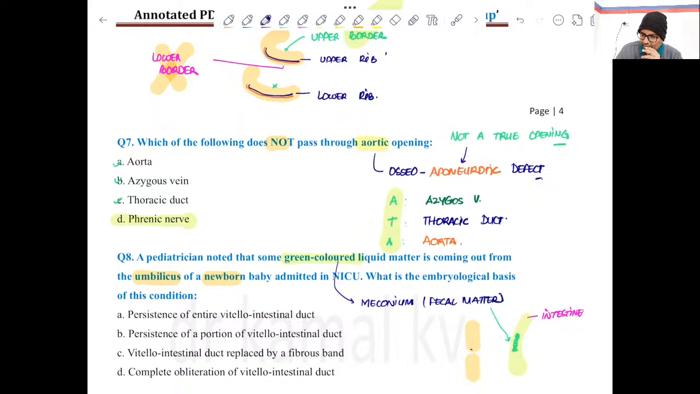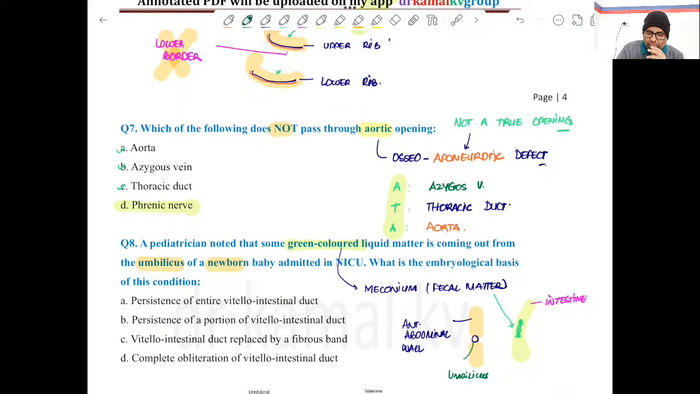So suppose this is the umbilicus here, this is the anterior abdominal wall, and this is the umbilicus. Clear? So the matter is coming out through the umbilicus. It means there is some communication between the anterior abdominal wall and the intestine. Then only this fecal matter can come out like this. And this tract is actually known as the vitello-intestinal duct. And if this is fully present, then only the meconium can come out.